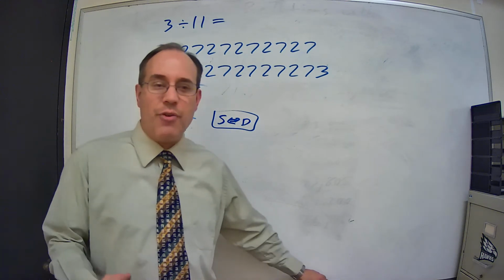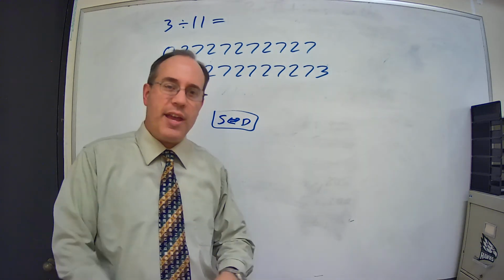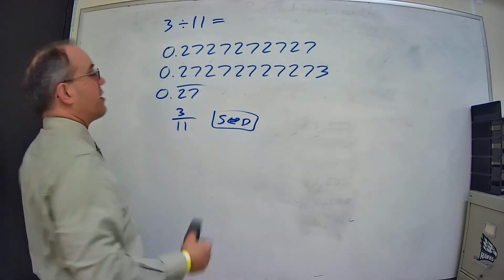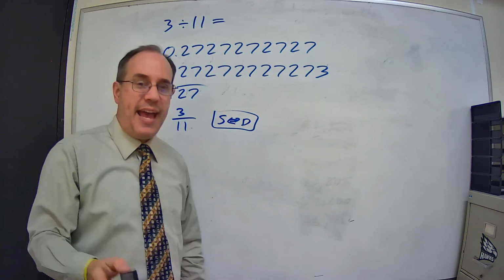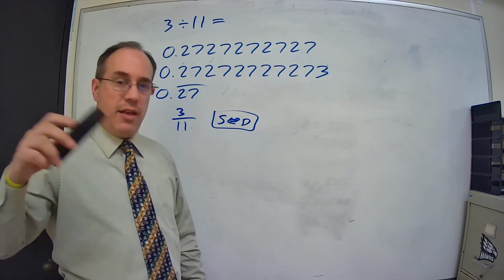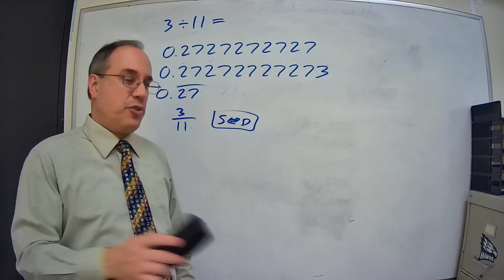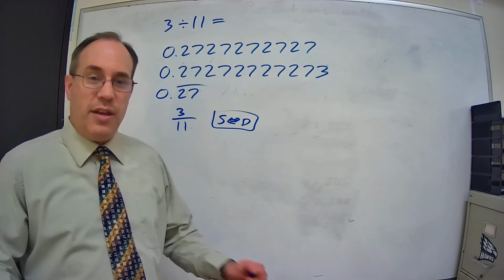So it's good to check out your calculator and see what way does it represent repeating decimals. So this is a good one for that, 3 divided by 11. You can take any number divided by 9, any number divided by 11, and you'll get to see repeated decimals, and you can work with it.